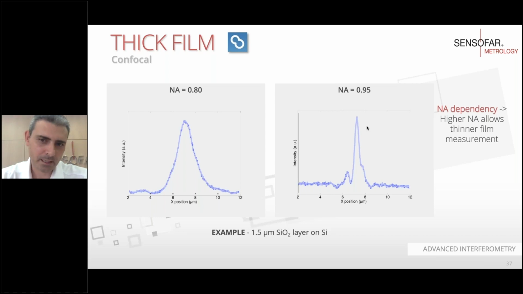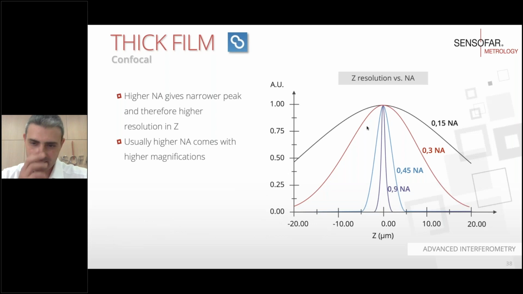If we increase the numerical aperture to 0.95, the axial response is narrower, and because of that, we are able to see these two peaks corresponding to the reflection on the air-to-layer interface and the layer-to-substrate interface. And now we can apply the previous explanation of measuring the separation of these two peaks and apply the appropriate correction to measure the real thickness of this transparent layer. So again, this is something we saw in previous webinars.